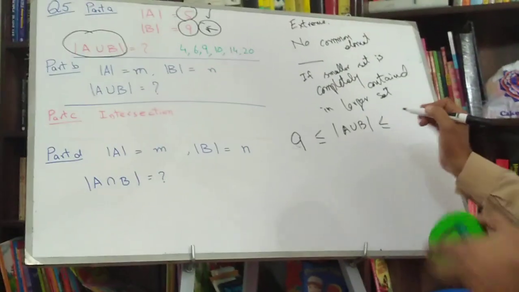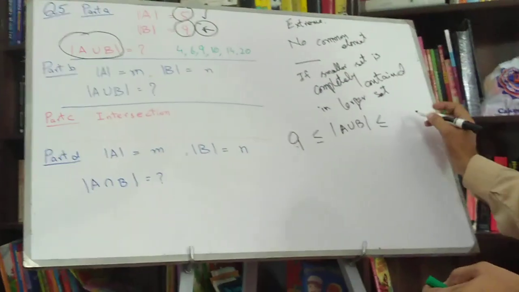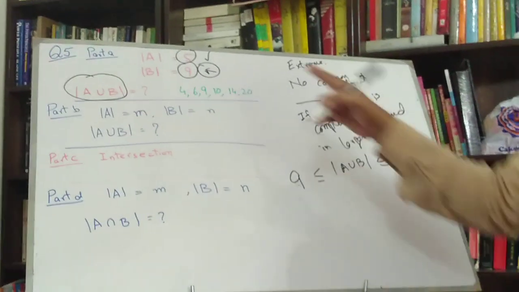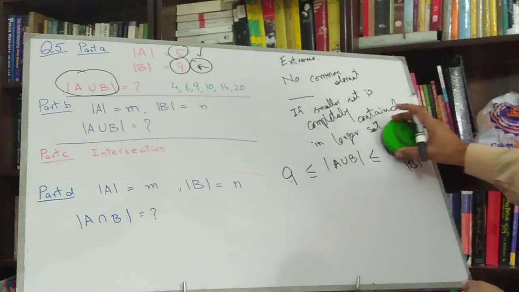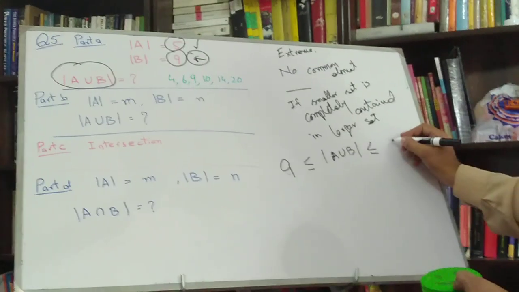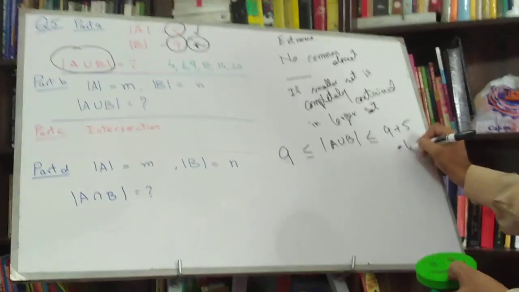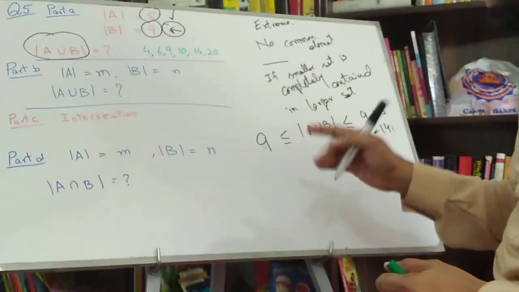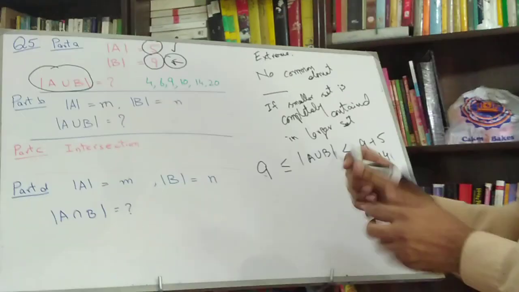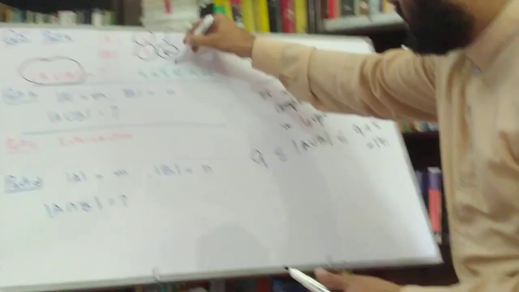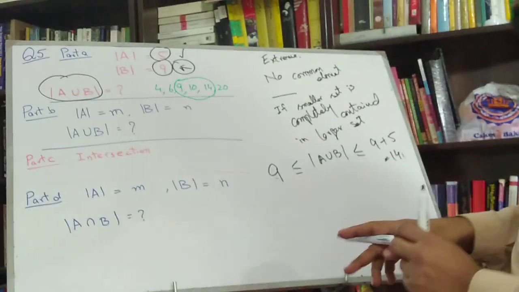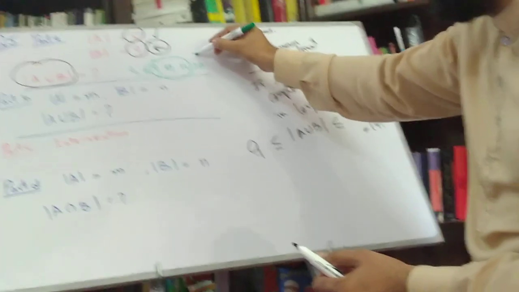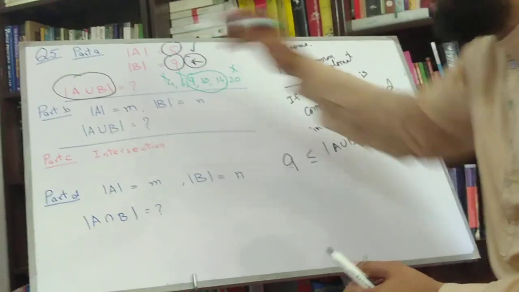And it should be less than or equal to the sum of their cardinalities, meaning cardinality of A plus cardinality of B, which is 9 plus 5, which is 14. So the possible sizes of the union are between 9 and 14. In this question, possible sizes could be 9, could be 10, could be 14, or anything between 9 and 14. So 20 is not possible, 6 is not possible, 4 is not possible.